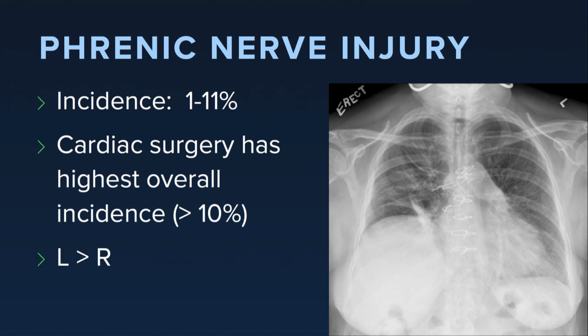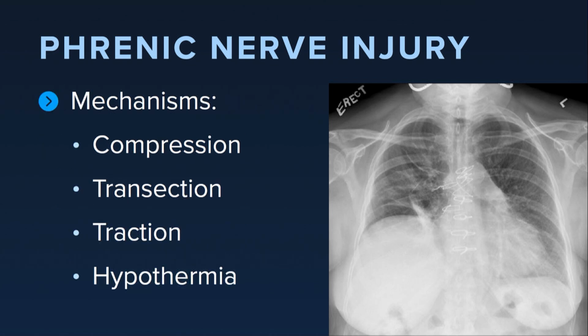Phrenic nerve injury, it's variable in the literature. Upwards of 10% of patients will have some degree of phrenic nerve injury. Fortunately, in most instances, it's not permanent. Specifically, cardiac surgery has the overall highest incidence of phrenic nerve injury. And the left phrenic nerve is often more commonly injured than the right, although the case I show here is on the right. And that has to do with a more complicated course of the phrenic nerve on the left, as well as, again, just the nature of surgery, the location of the heart being more leftward oriented.